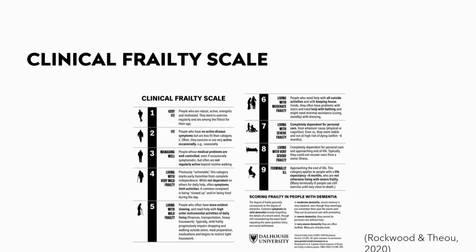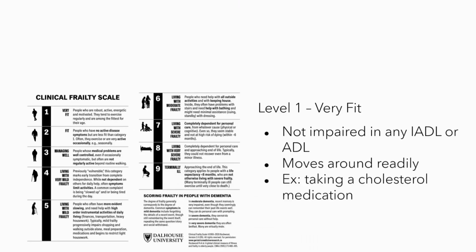If they're robust and running marathons, like a number one, low frailty, they're very fit. Let's go through one by one. Here we go. Level one, very fit. They're not impaired at all in their higher level or basic activities of daily living. They move around regularly. For example, they may be taking cholesterol medication, but they're running the 5K at the park this Saturday. That's a very fit person.